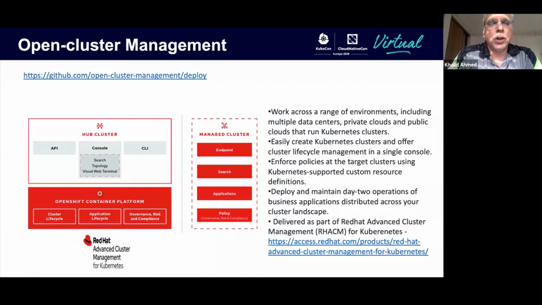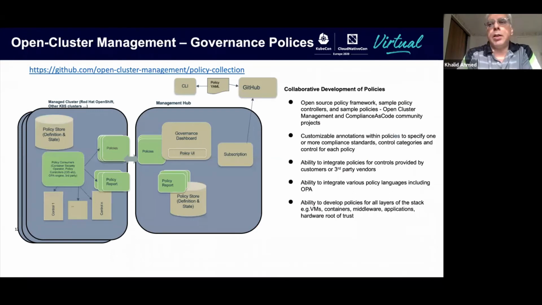So this product is available. The product for that is called the Red Hat Advanced Cluster Management for Kubernetes, and you can go and download and try it out in your environment. And it gives a base management plane for Kubernetes to deploy out and manage multiple Kubernetes environments. So if we can go to the next slide, one aspect of that is the policy management.